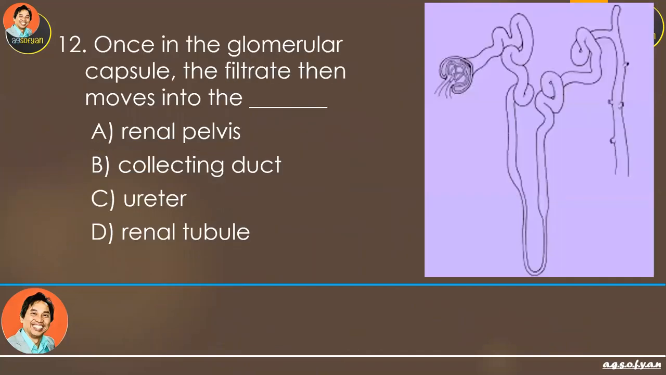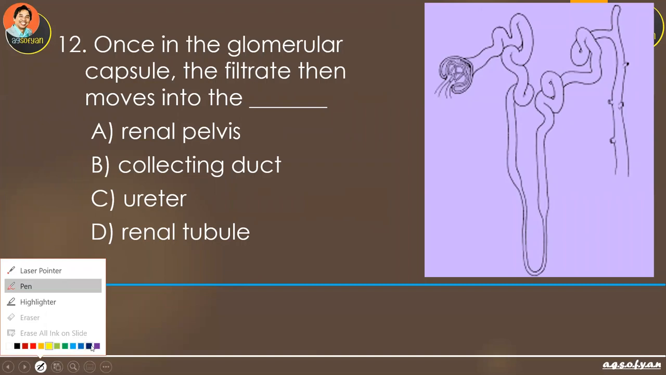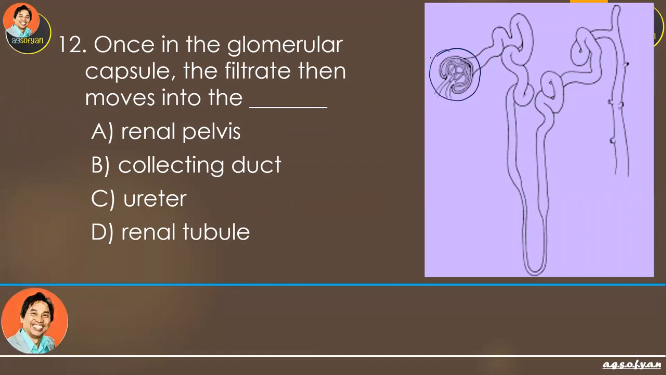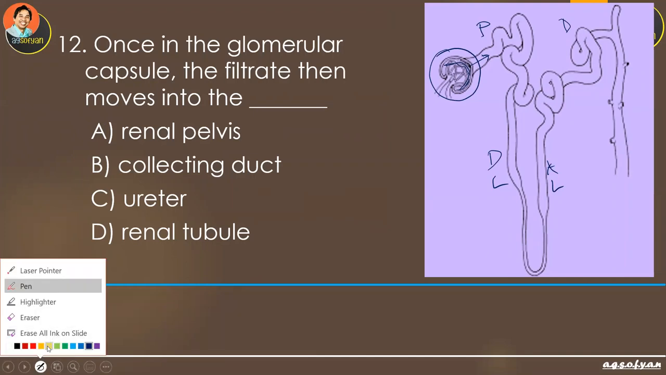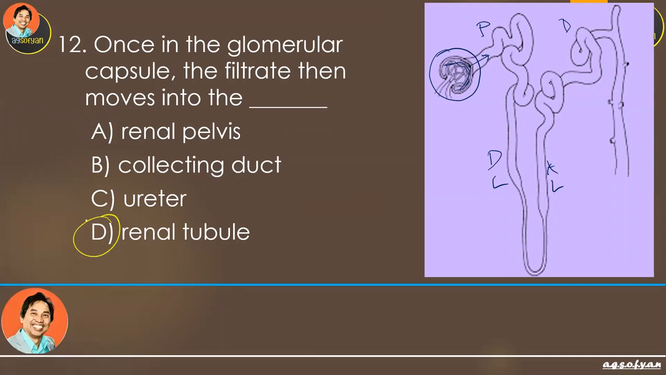Once in the glomerular capsule, the filtrate then moves into the what? A, B, C, or D. Just remember the structure. This one is the filtration area, the renal corpuscle. The filtrate will go to this capsule, and from here we'll go here, of course. The filtrate will go to this tubule. It starts with the proximal, then the descending loop, ascending loop, and then distal. So it goes to the tubule. That should be the answer: the renal tubule.